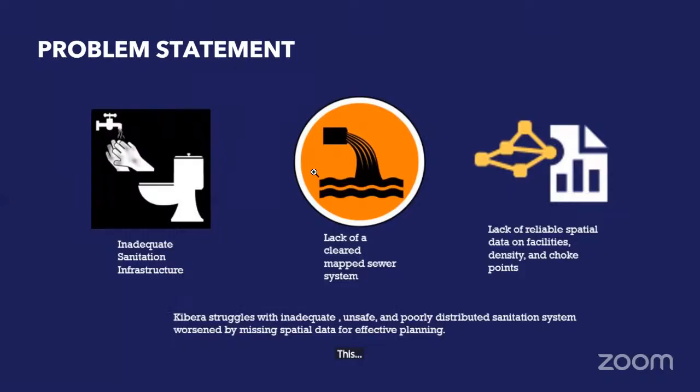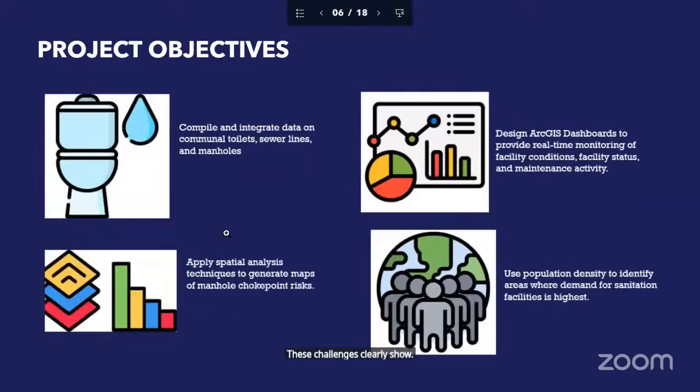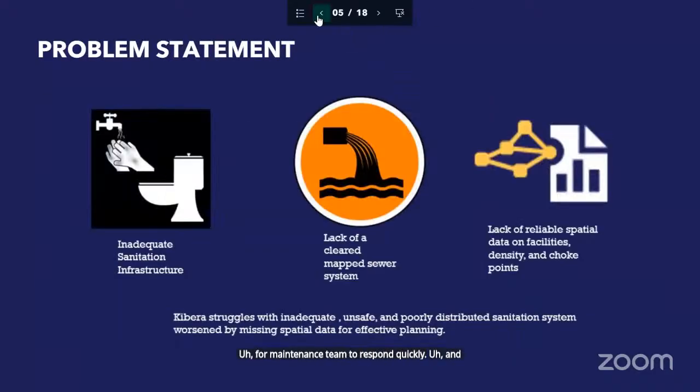These challenges clearly show that the problem isn't just about the toilets or the sewer lines, it's about information. Without clear, reliable data, it's almost impossible to plan properly or for maintenance teams to respond quickly. And that's exactly where GIS comes in.